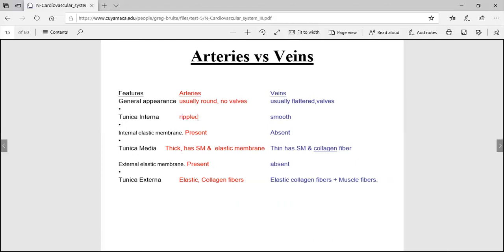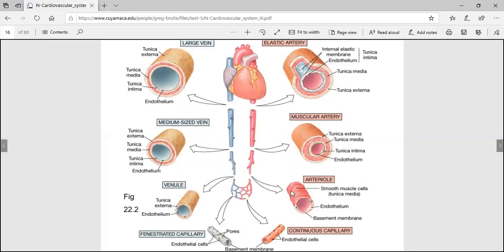For the tunica interna, remember, it's kind of rippled or ruffled inside of arteries, and it's smooth inside of veins. You have more elastic fibers, so you've got an internal elastic membrane on the arteries. You don't have one on the veins. Tunica media is thick on the arteries, thinner on the veins. I didn't even point at it, but external elastic membrane on the arteries, not on the veins. And then you've got a lot of elastic fibers and collagen fibers. You've got some of that in the veins, but not nearly as much in the elastic department.